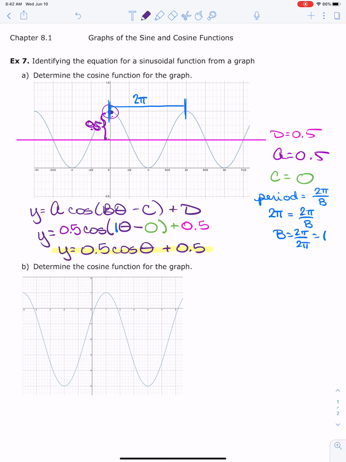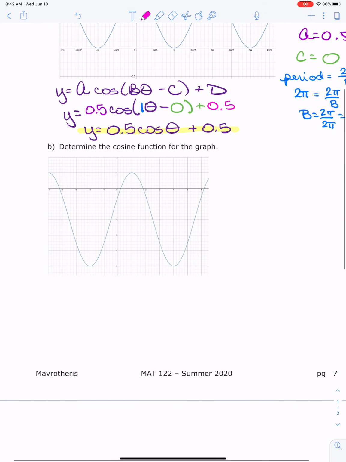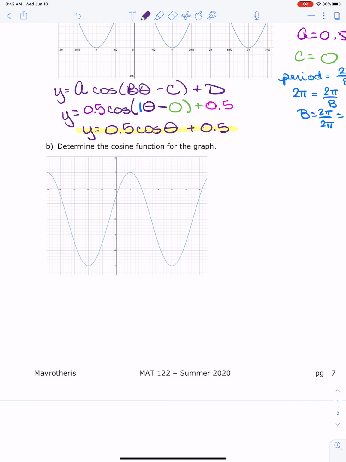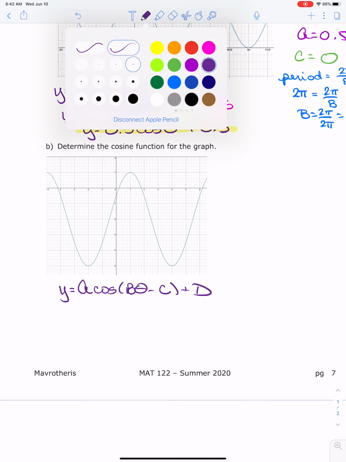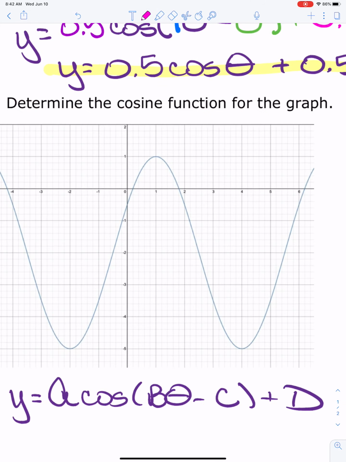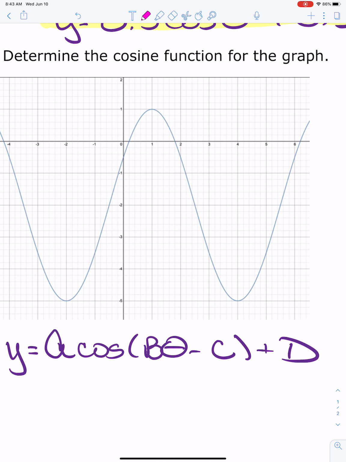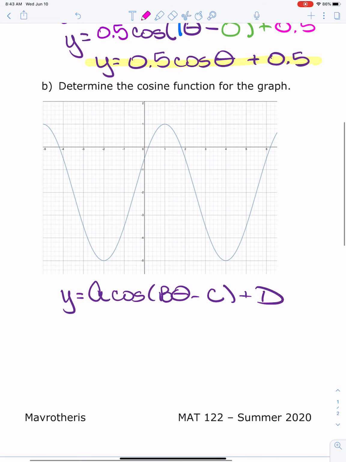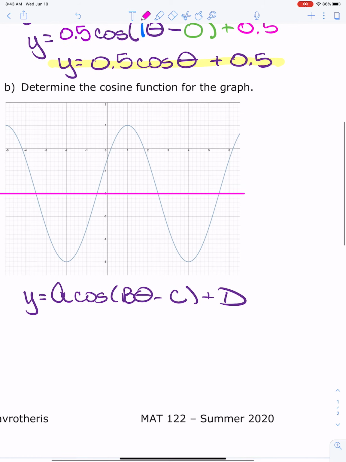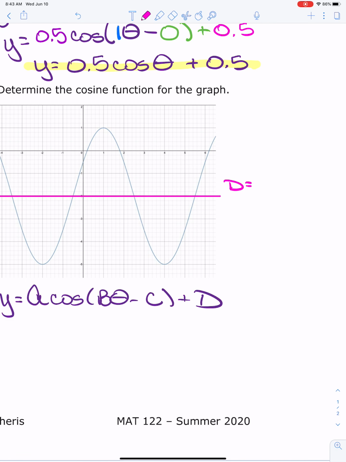So let's see if we can do the same thing down here. Again, I'm going to start by just writing the equation I'm looking for. That just helps me make sure that I am not leaving anything out. So the high point is 1. The low point is -5. That's a difference of 6. So that midline is going to be right in the middle of that. 3 from any maximum, 3 from any minimum. There is my midline. That tells me that D equals -2.